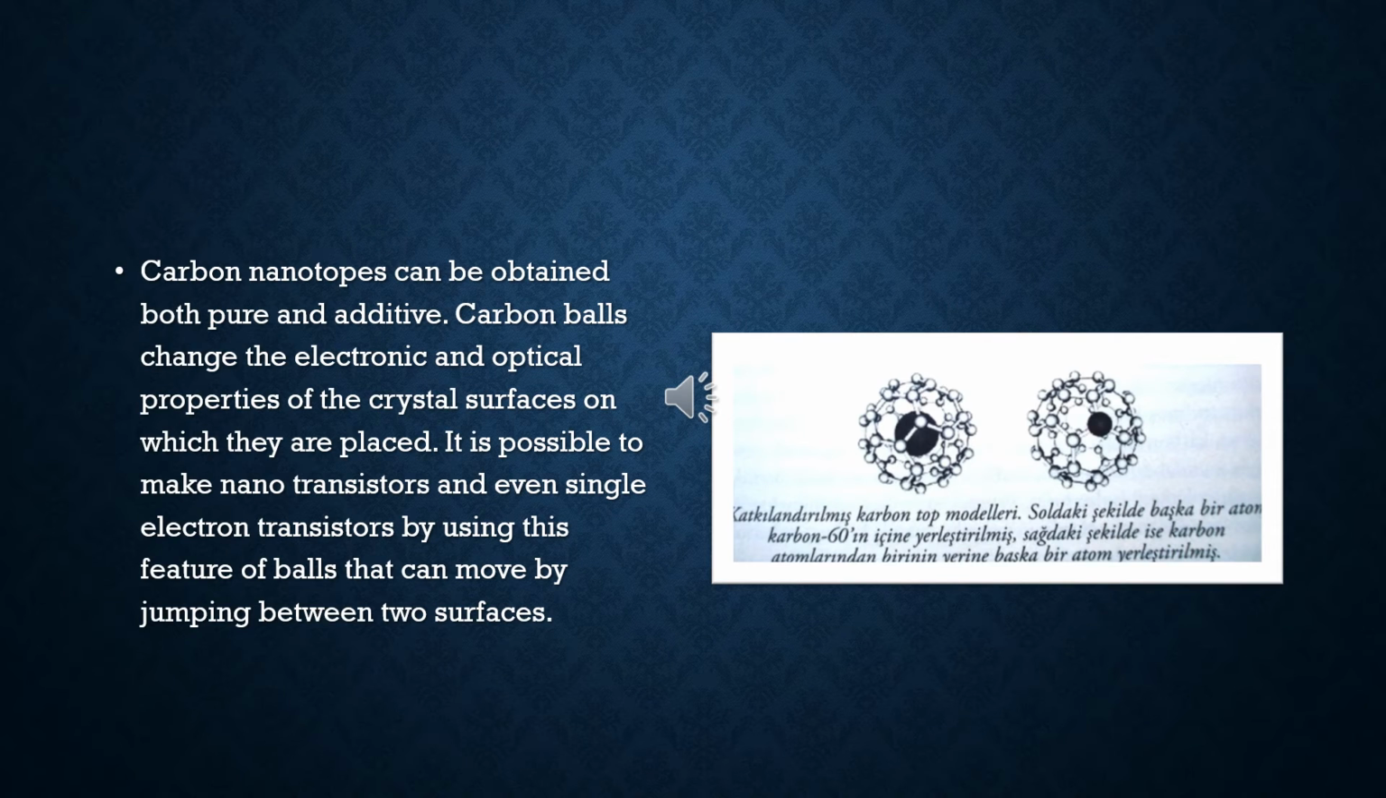Carbon nanotubes can be obtained both pure and additive. Carbon balls change the electronic and optical properties of the crystal surface on which they are placed. It's possible to make nanotransistors and even single electron transistors by using this feature of the ball that can move by jumping between two surfaces.